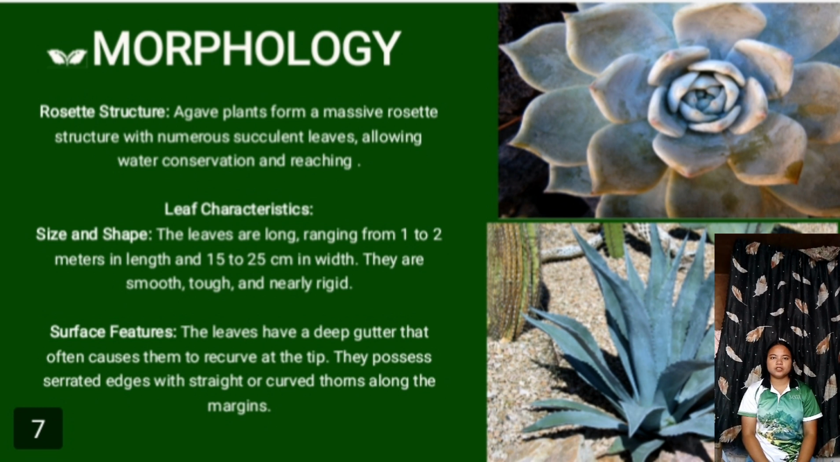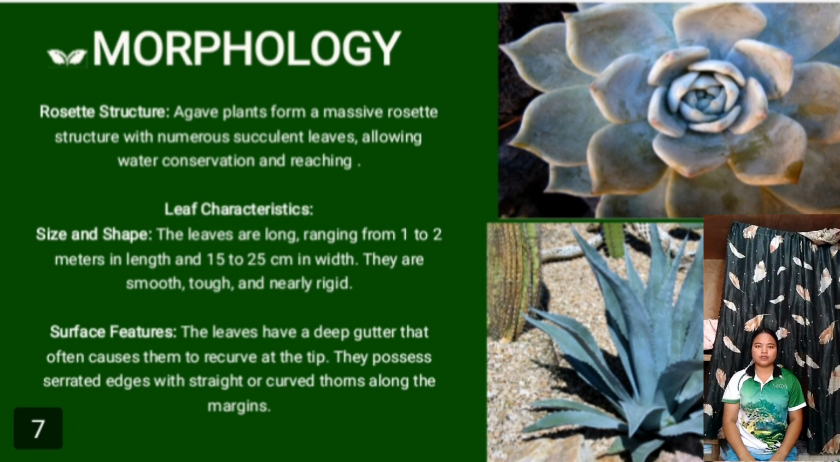For the morphology, agave plants form a massive rosette structure with numerous succulent leaves, which allows water conservation. The leaf characteristics: the size and shape of the agave plant. The leaves are long, ranging from 1 to 2 meters in length and 15 to 25 centimeters in width. They are smooth, tough, and nearly rigid.